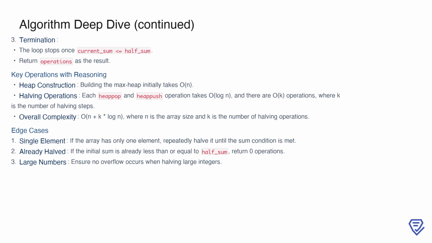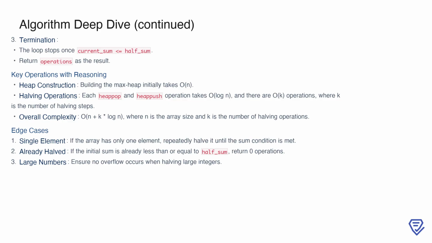At this point, we return the operations counter as the result, which represents the minimum number of halving steps required. Now, let's analyze the key operations. Constructing the max heap from the array takes n time. Each halving step involves extracting the largest element and reinserting the halved value, which are both log n operations.